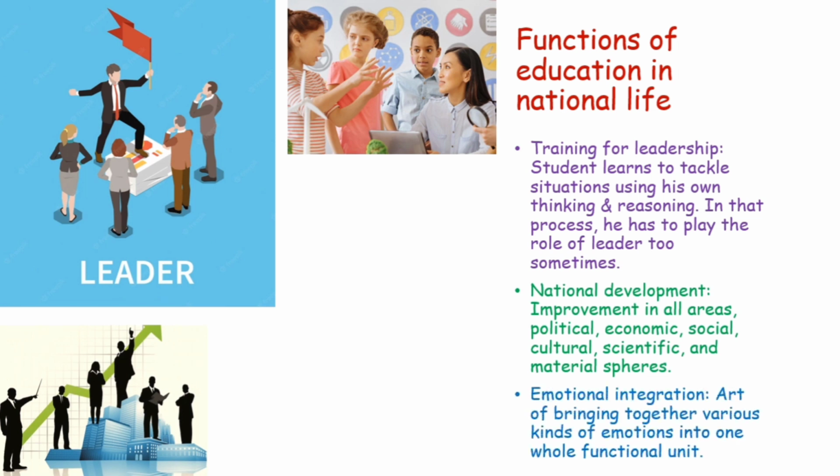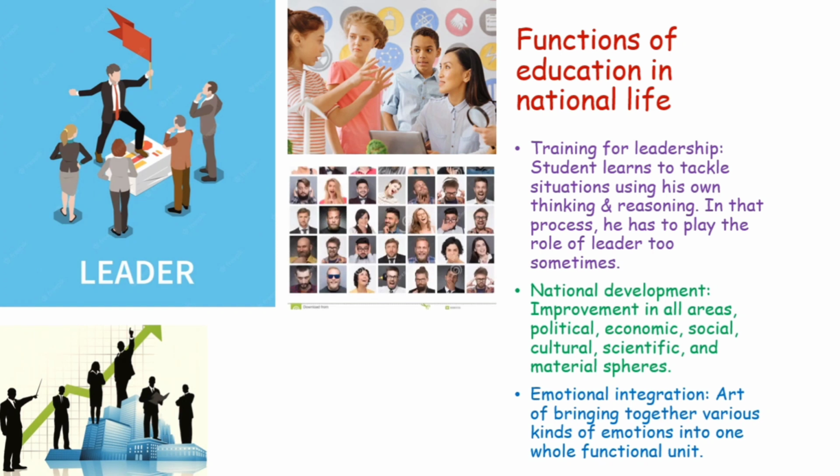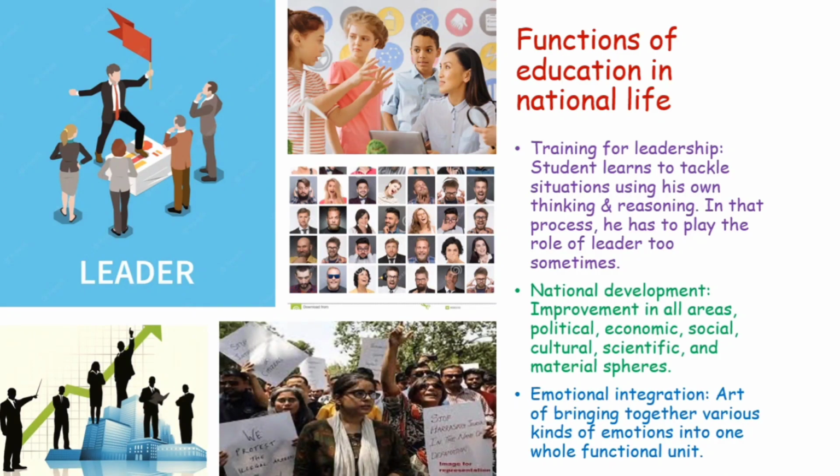Next is emotional integration. Emotional integration is the art of bringing together various kinds of emotions into one whole functional unit. Education helps the students to accept that everyone is not the same. All have their own ways of reaching a particular thing, because we all are emotionally distinct from one another. For example, when there was a lockdown during the COVID breakdown, some people felt that to be a suitable step, some were against that. So everyone expressed their emotions in their own ways. Now an educated man will have the sense that it's okay, our opinions can be different from one another. We should learn to accept the difference instead of fighting with each other, and everybody has the right to express their opinion.